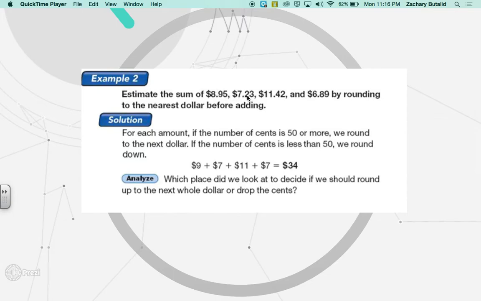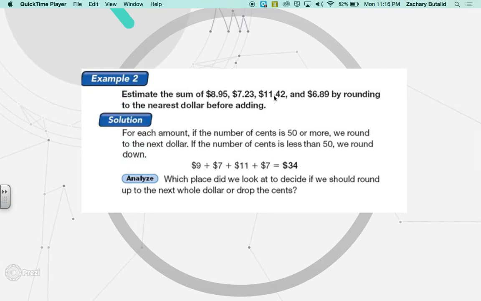$7.23 is lower. 23 cents is not half, so I would round down for the 7. Instead of $7.23, it would be $7. Same thing with $11.42, because 42 is not halfway to the 12 mark.